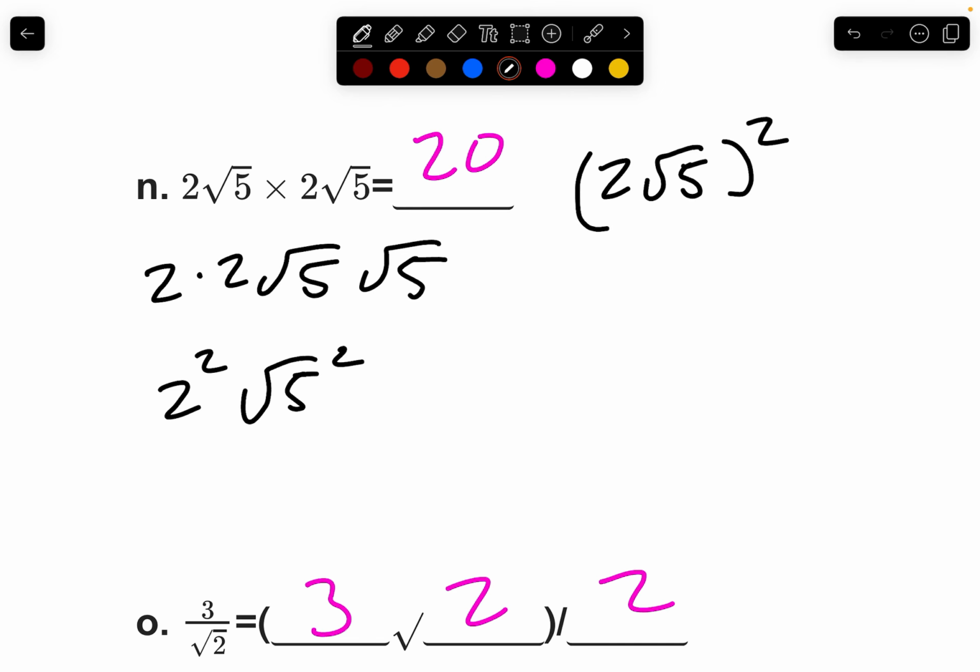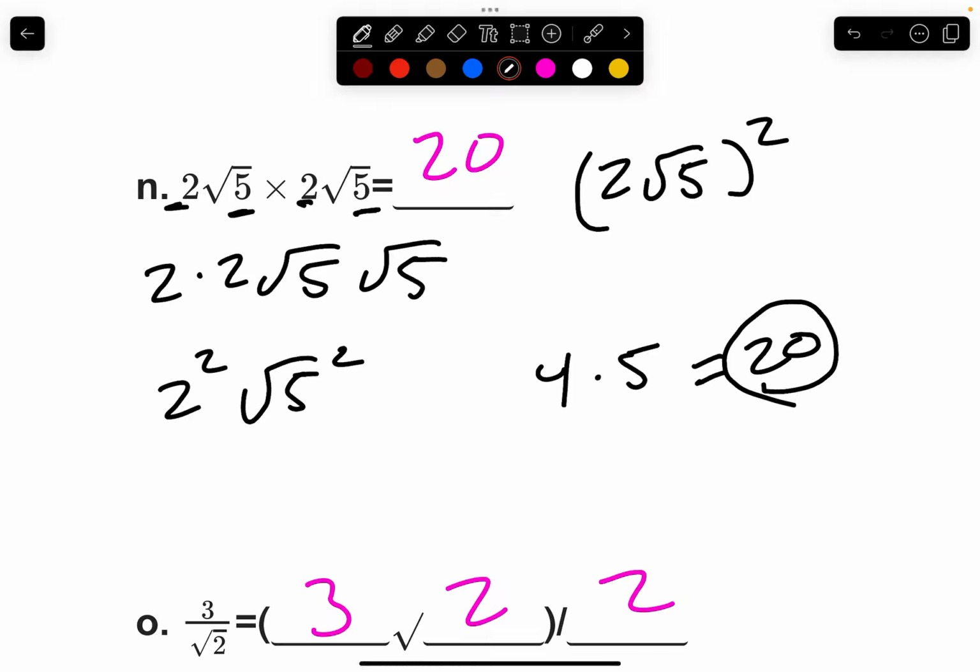Which way am I thinking about it? I'm thinking about it like this. I'm looking at 2 times 2, I'm getting 4. I'm looking at root 5 times root 5, I'm getting 5. 4 times 5 is 20. Woo!